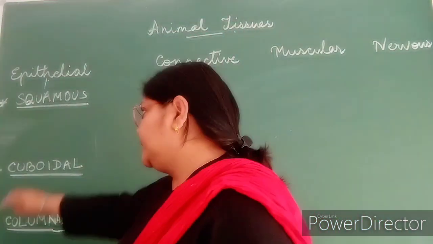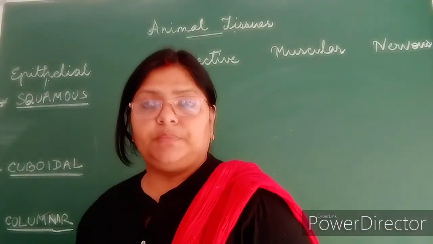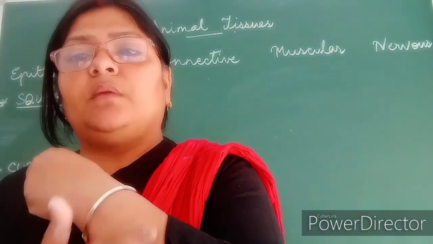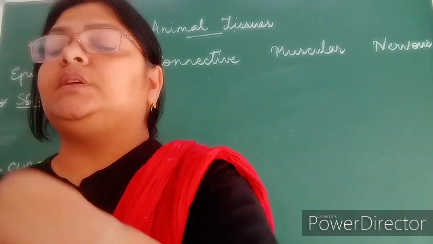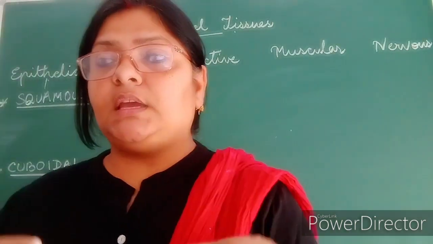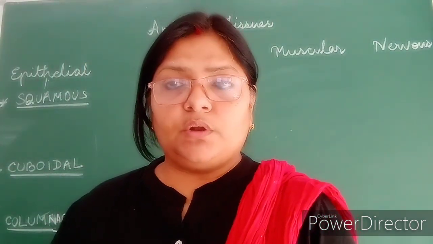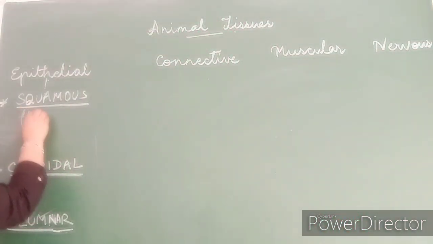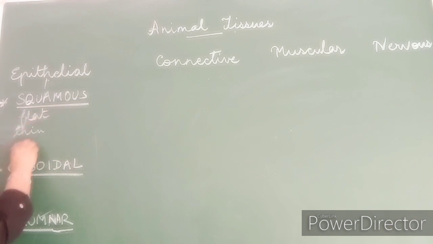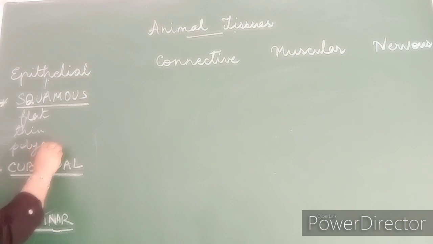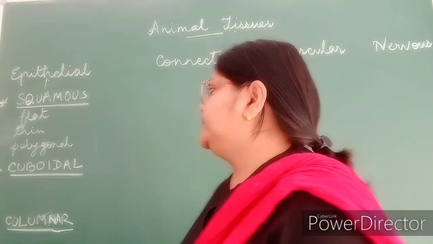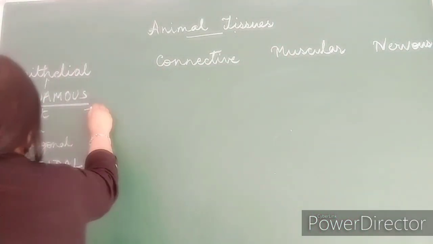Okay, firstly, let's talk about the squamous epithelium. The squamous epithelium is the skin. The skin is an example of squamous epithelium. So they are composed of very thin, flat, and polygonal cells. So let us note the cells are flat, thin, and polygonal. So how to draw them? How to draw the squamous epithelium? We just draw a line of polygons.